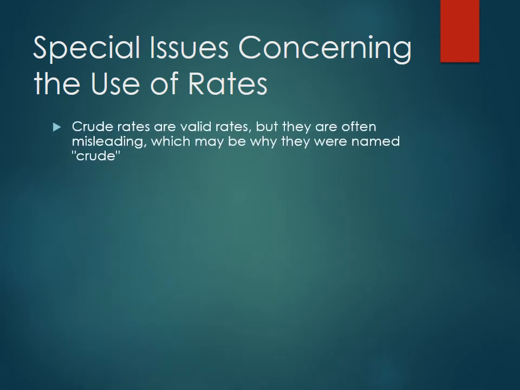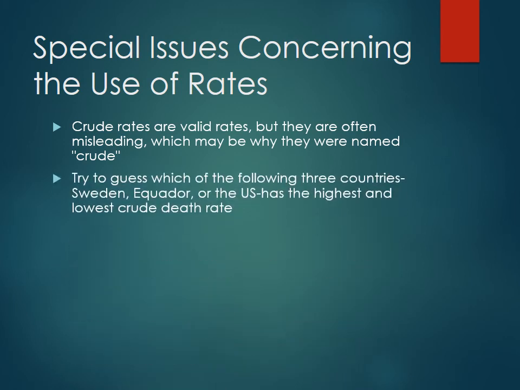So crude rates are going to be valid rates, but they're often misleading, which is why they're named crude. A good example of this is guessing which one of these three countries, Sweden, Ecuador, and the U.S., has the highest and lowest crude death rate. Who would guess?